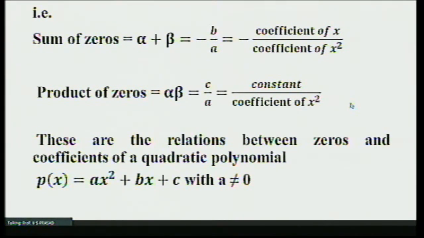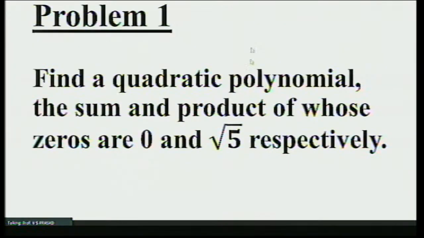With these examples and general notations, we can observe that these two are the relations between zeros and coefficients of a quadratic polynomial p of x equal to ax squared plus bx plus c with a not equal to 0. Suppose, let us see some problem by using this.